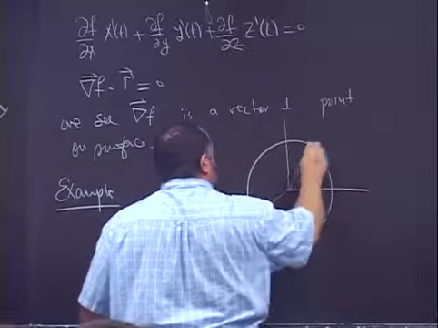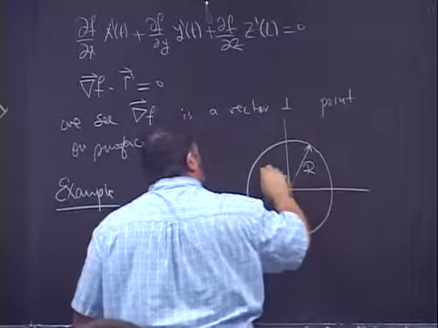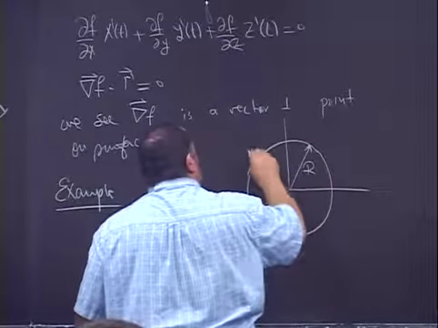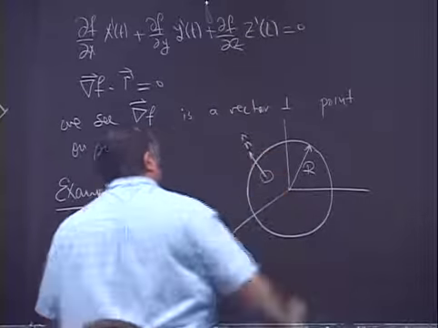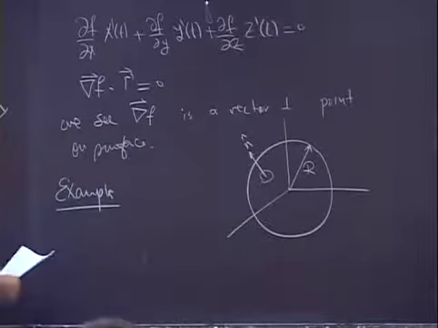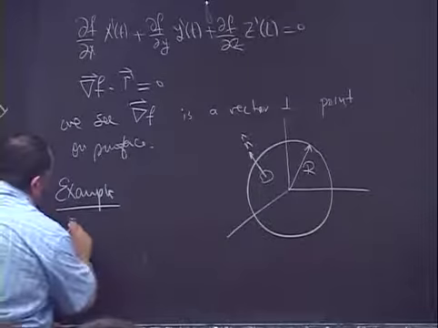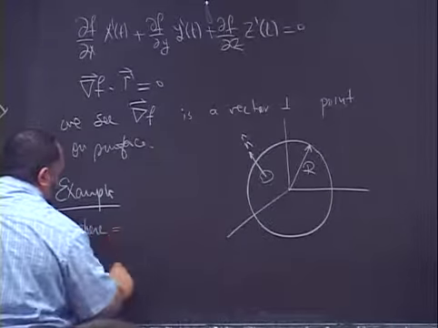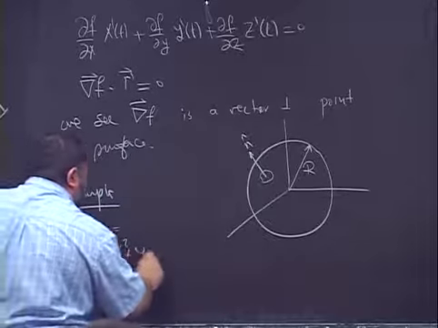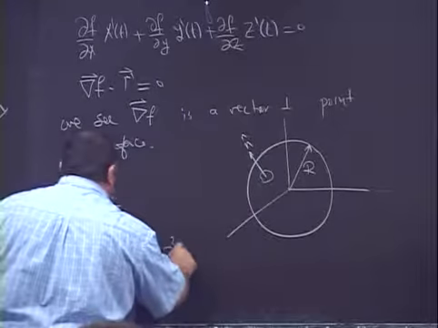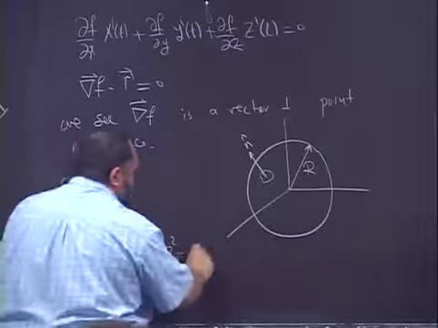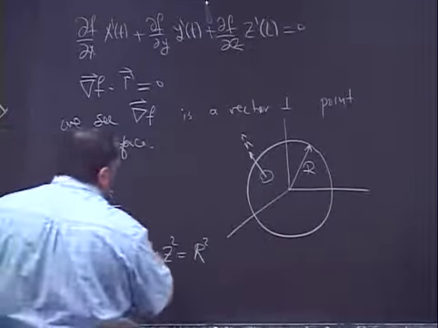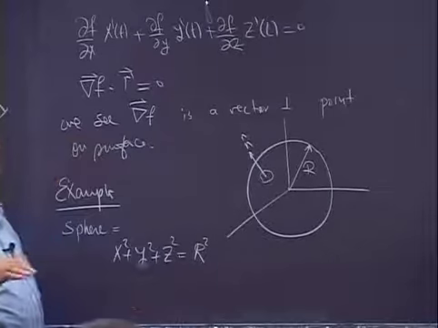And this is r, the radius of the sphere. Let's assume that this is an area here, and we want to calculate the normal to the sphere itself. So what's the equation for the sphere? x squared plus y squared plus z squared equals r squared, or x squared plus y squared plus z squared minus r squared is equal to what?